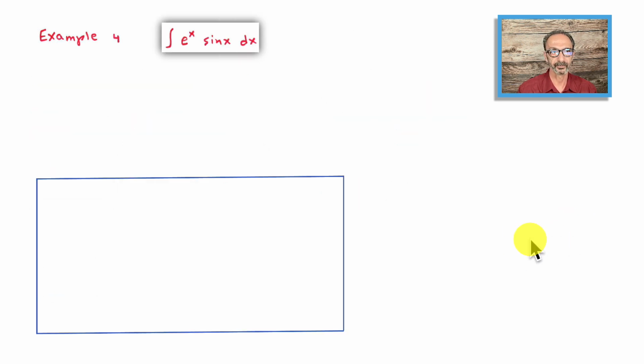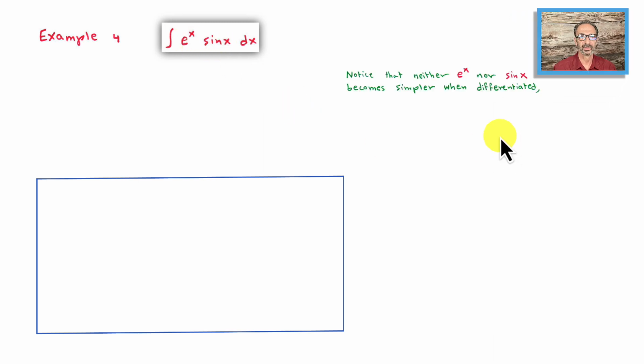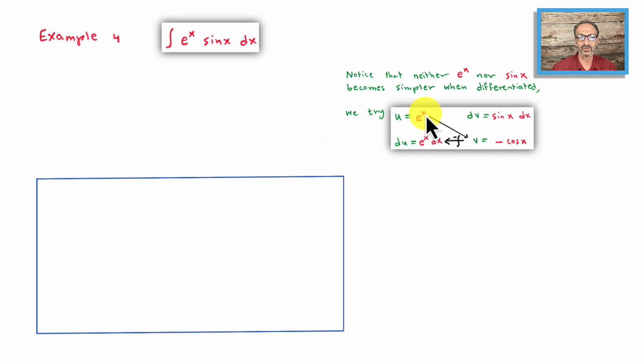Number 4. The integration of e to the x sine x dx. Notice that neither e to the x nor sine x becomes simpler when differentiated. So we have to try. Sometimes if it doesn't work, we switch them again. We switch u and dv, and it's going to work out most of the time. So let's try e to the x to be u. This part is u, and this part right here is dv, sine x dx.